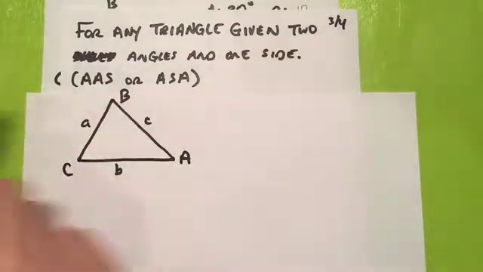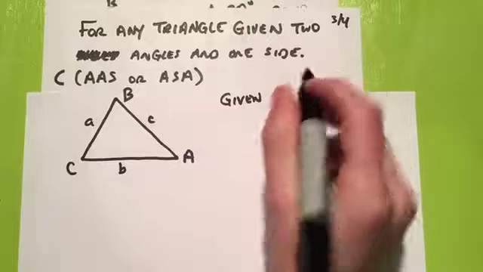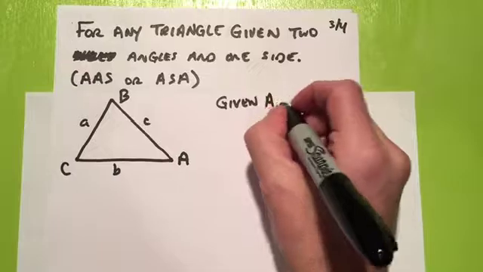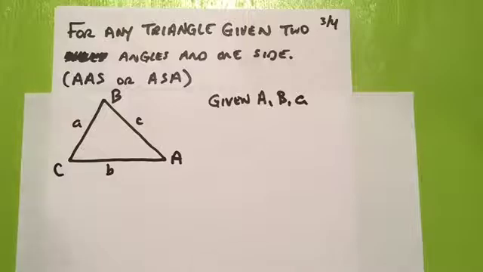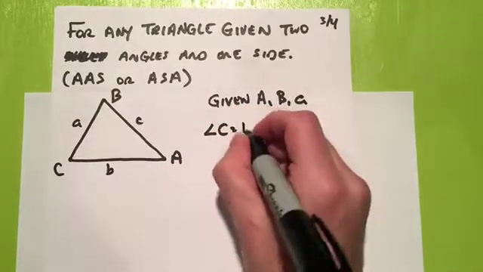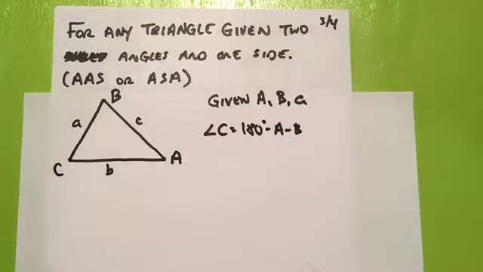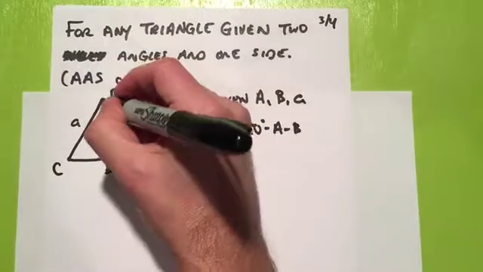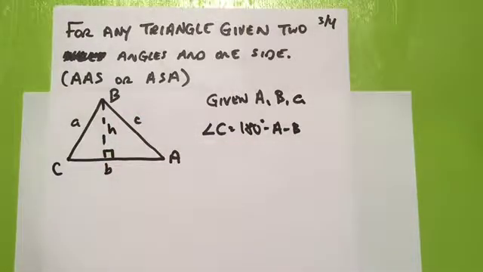Given, so we're going to do the same thing for any triangle, given two angles on one side. So given A, B, and a side, how can we find the rest? Well, angle C is always going to be 180 degrees minus A minus B. We can always find the third angle by subtraction. Now what we would do every single time is constantly drop that altitude and find that part first.